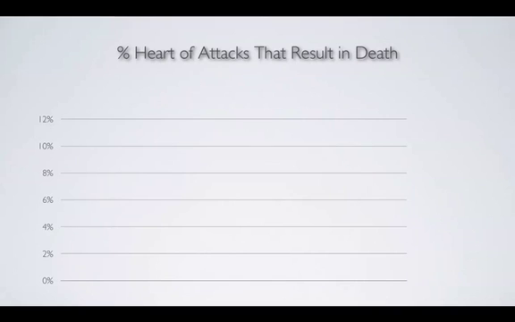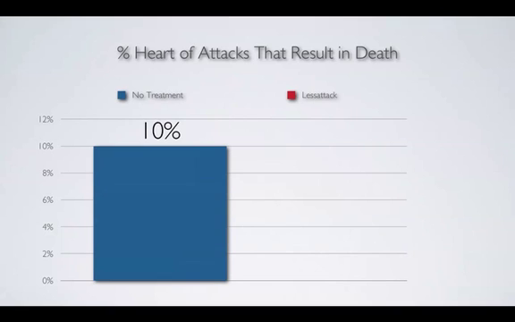Now let's look at a little more realistic example. Again, no treatment and a new drug called Less Attack. But this time the number's a little more realistic about how many people actually die from a heart attack. 10%. So if you have a heart attack and you get no treatment at all, let's say your risk of dying is 10%. Already, it's less than no treatment in the other group.